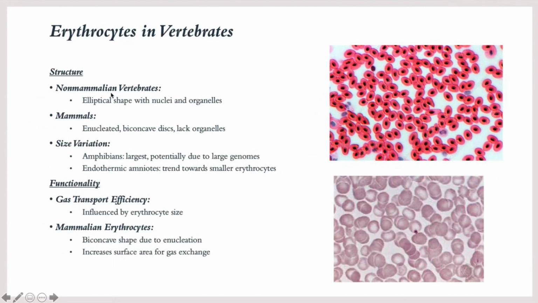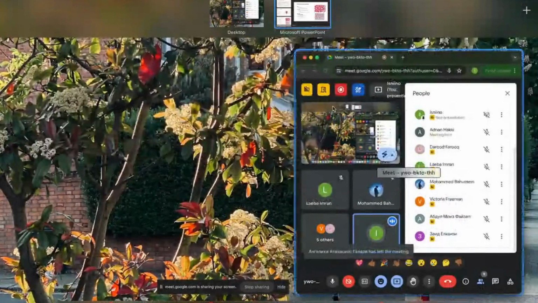So non-mammal vertebrates, their erythrocytes are elliptical shaped, so they're like elongated, and they have a nucleus and organelles, right? So us as humans, we don't have nuclei within our red blood cells. Can somebody tell me why? Why don't we have a nucleus in our red blood cells?